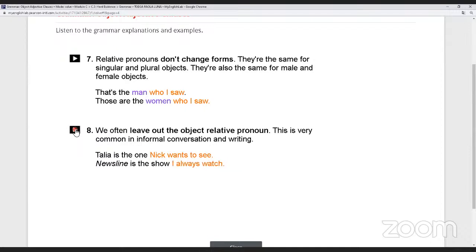Okay. This is what we had at the beginning of the lesson. In parentheses was the relative pronoun that. I don't know if you remember. It is because it's unnecessary. It's very common in informal conversation and writing to leave out the object relative pronoun. As you can see, we don't have anything: Talia is the one Nick wants to see, and that's all. Or Talia is the one that Nick wants to see.